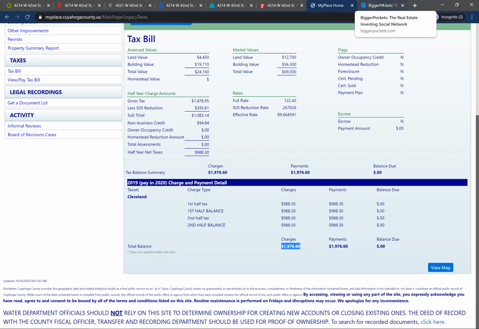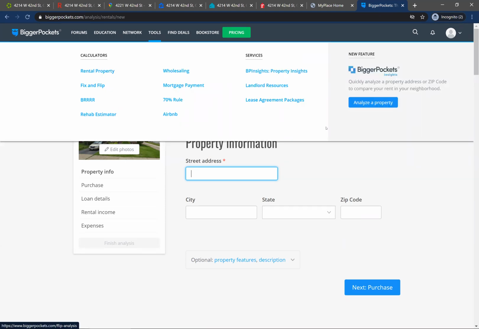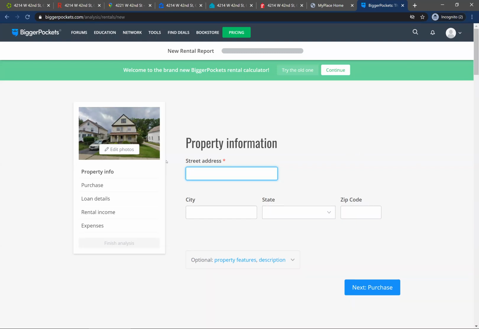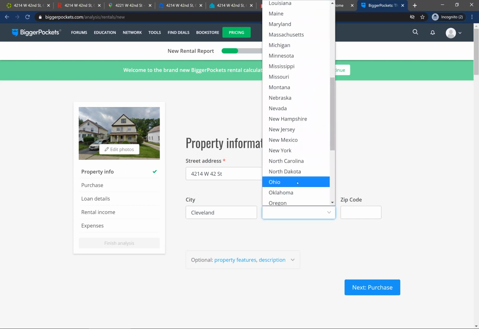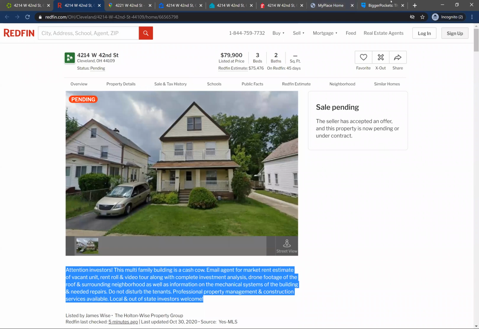I normally use BiggerPockets.com. They have a calculator built in, which lets you analyze a rental property very easily. If you go to BiggerPockets, go to the tools section and rental property, you need to create an account. You can create a free account here. To analyze the property, we will just get started with the address. We already know the address, 4214 West 42nd Street. This is in Cleveland. The state is Ohio. And the zip code, you can take a look at it here also from the address, 44109.